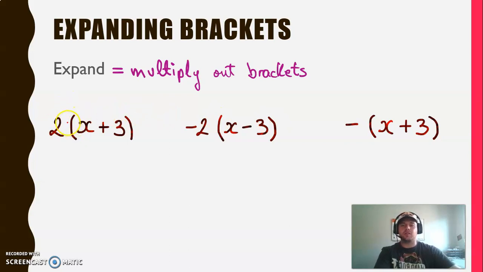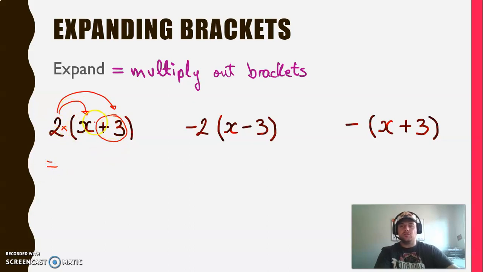Let's take the first one. So we have 2 times (x + 3). Oh yeah, by the way, between the term 2 and the bracket (x + 3), you have multiplication. That's the first thing you should remember. So you have to multiply 2 by x and then multiply 2 by this 3 here, which by the way, you can consider as positive, and that will determine the sign of the second term once you've expanded the brackets.